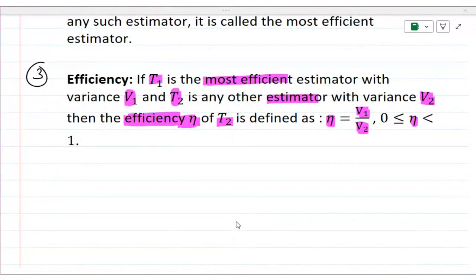Now there are not many problems on efficient estimators. Whatever problems I have, let me put them here. So this is the first problem.